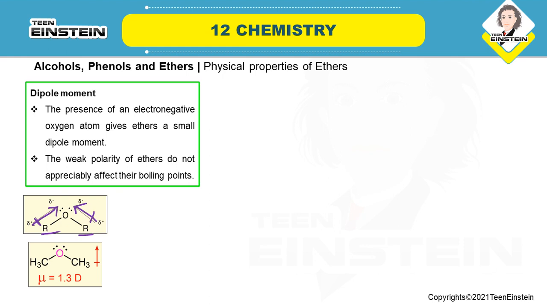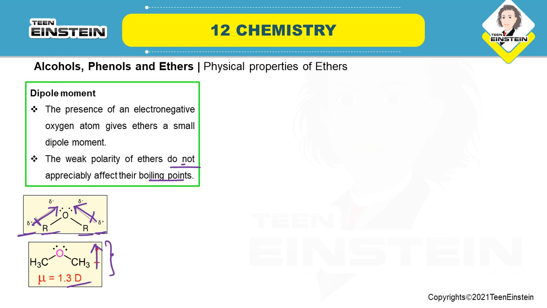So if you take an actual example, we have taken dimethyl ether where the dipole moment value is 1.3 D. Okay, and the overall dipole moment direction, see, is towards this side, because the individual dipole moments of the carbon-oxygen bonds, if you consider, have this direction and this is the combined effect. Okay, the weak polarity of ether does not appreciably affect their boiling point. It is true that there is some dipole moment, but that is not very high. There is polarity, but the polarity is not very strong, it is weak.